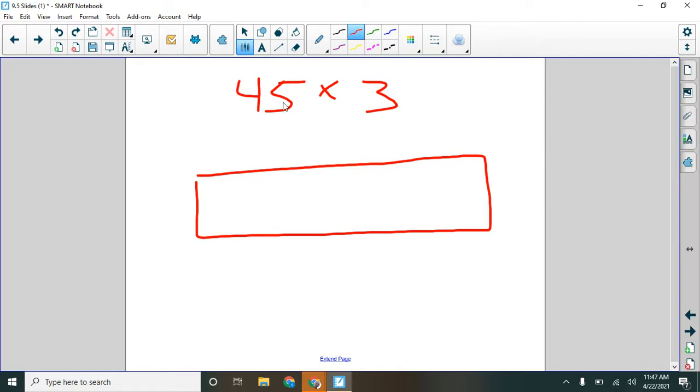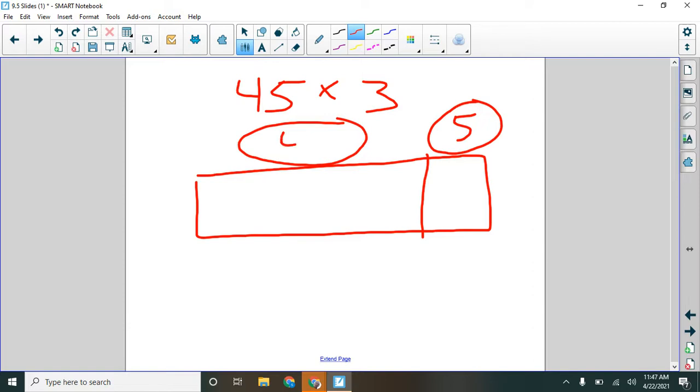What is the first step? Okay, we're going to partition the rectangle. We're going to split it into parts. Let's take the 45, and what should I put right here? The 5. And what should I put right here? The 40. Now, could you have said 20 and 20 or 30 and 10? Yes, but 40 is usually what a lot of people are pretty comfortable with, their 4s. Where does the 3 go? Goes on the end.